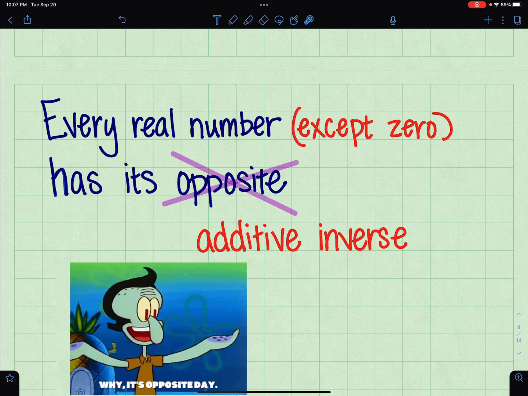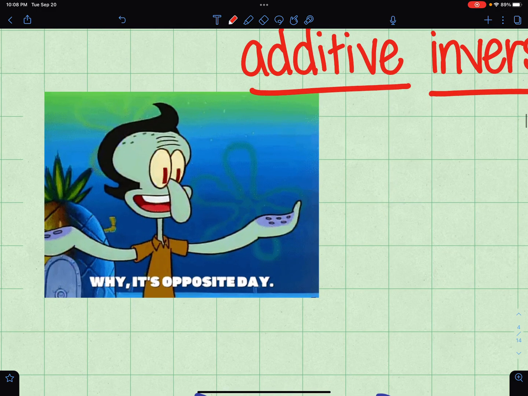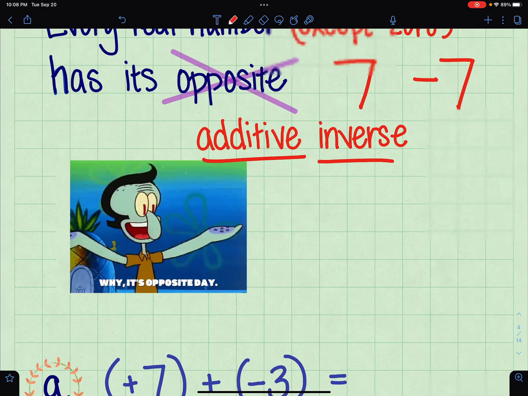Now, I already said that. There's a reason opposite is crossed out, because they want us to think about it in a different way. Instead of opposite, it's going to be the additive inverse. It's the number that you add to it to make zero. So like the additive inverse of 7 is -7. The additive inverse of -8 is +8. It's the number that you add to make zero. Why, it's opposite day. All right, yes. You're right, Squidward, it is opposite day.